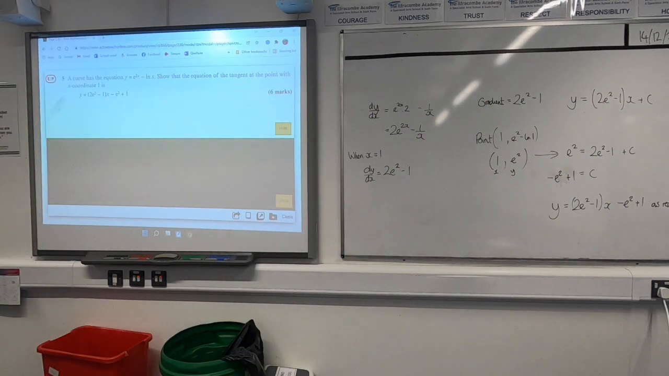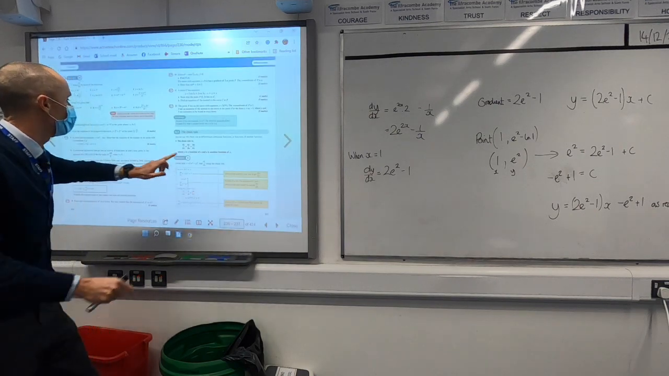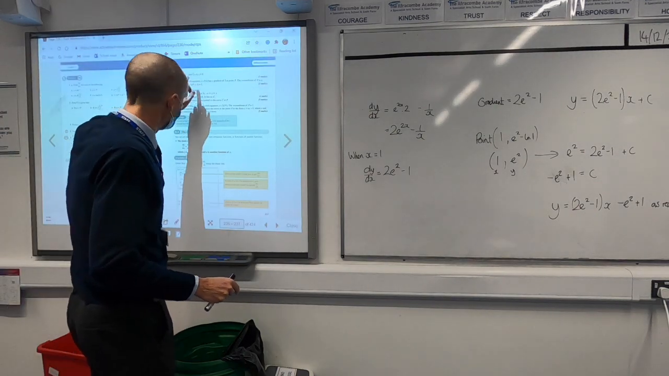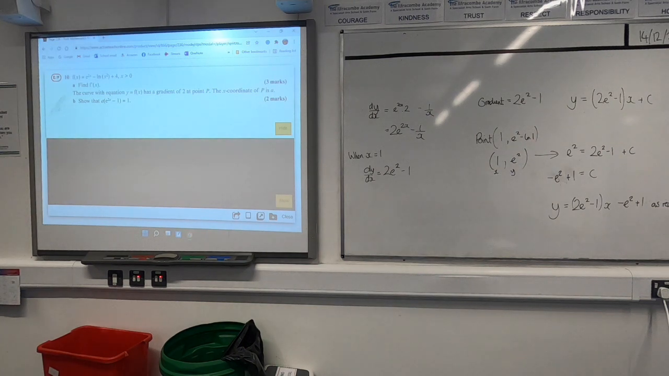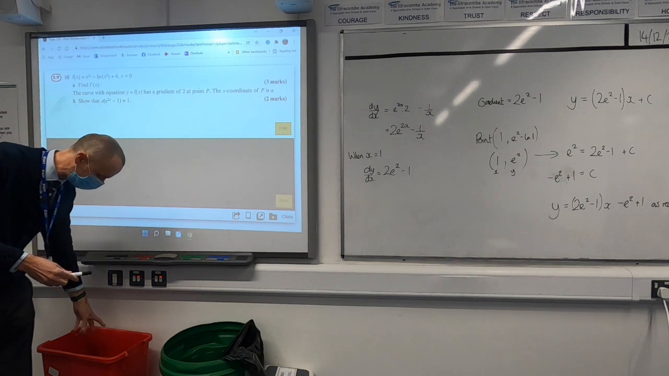Let's just try one more of this type then. This is on the next page, page 237. So here they tell you the gradient is 2, and you've got to do some calculations about the point where that happens.